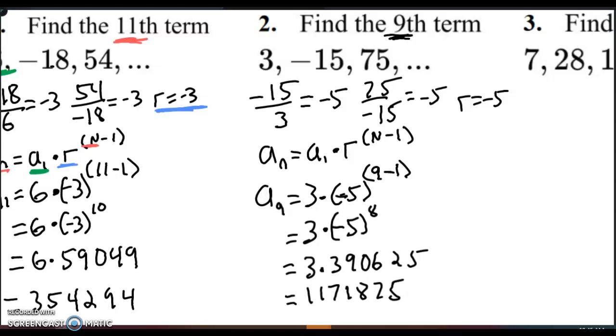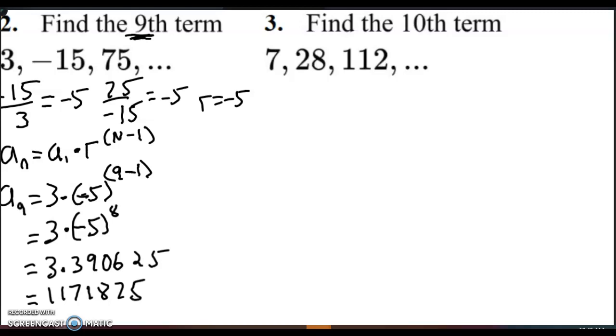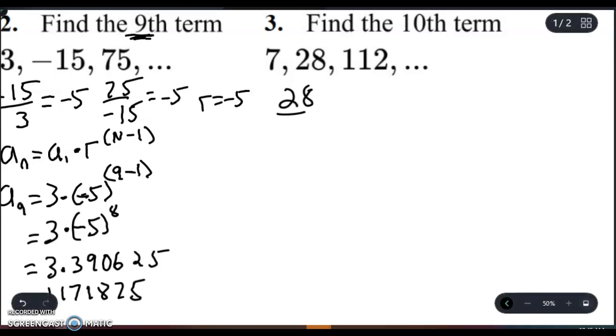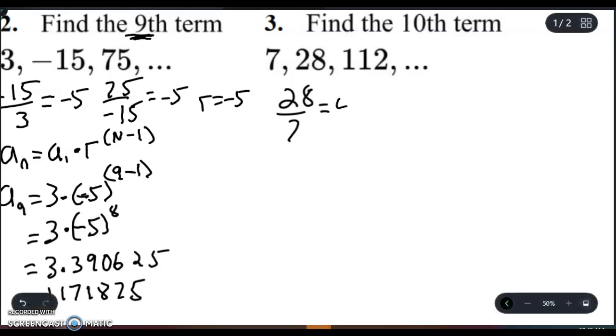All right, let's take a look at the last example. Here we're going to find the 10th term. We do the same thing: 28 divided by 7, second divided by the first, and we get 4. Then 112 divided by 28 gives you 4 there. So our common ratio is 4.